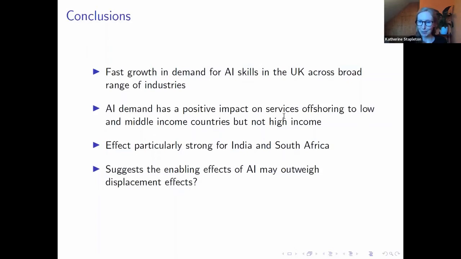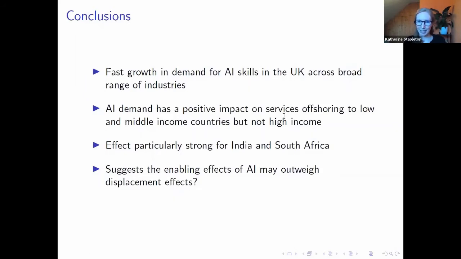So what are the conclusions from this? There has been a fast growth in demand for AI skills in the UK, which has been across a broad range of industries. And this has a surprisingly positive impact on service offshoring. And interestingly, it's mainly felt for low and middle income countries, whereas there's no effect for high income countries. And it looks like India and South Africa are the main countries making up this effect.